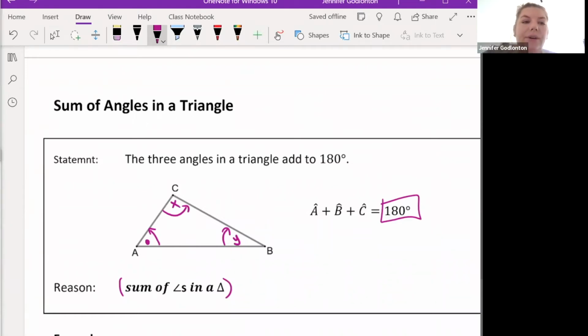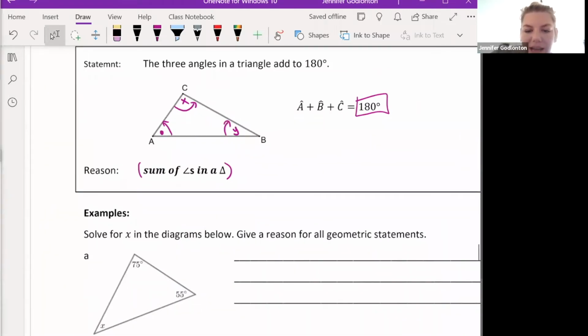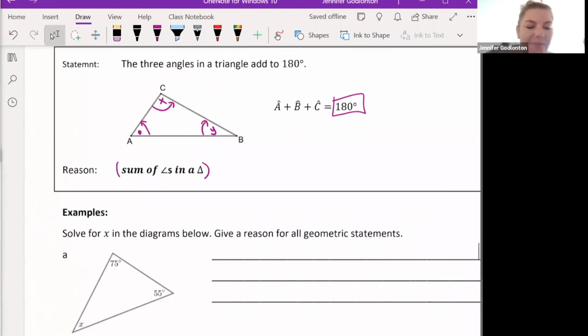Okay, so it's very similar to our straight line rule because it's also equal to 180, except that now we're dealing with a triangle. So let me do one for you. Try and leave this here, and then I'll let you try. I think you're going to find this nice and easy. I think you're going to enjoy it.